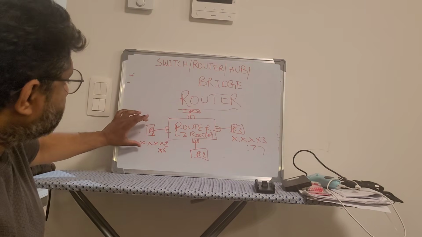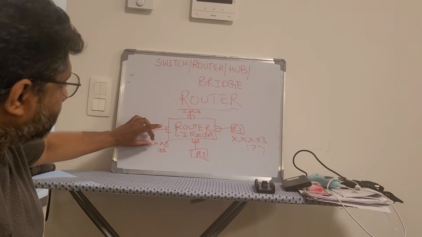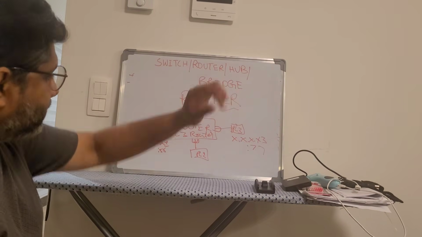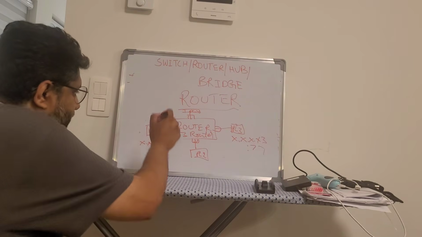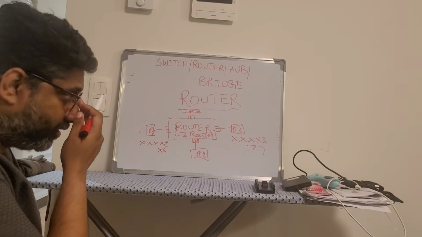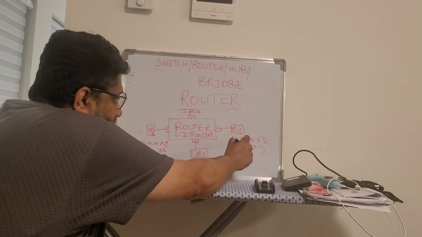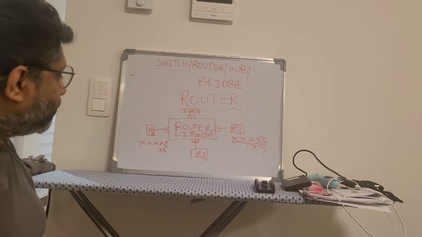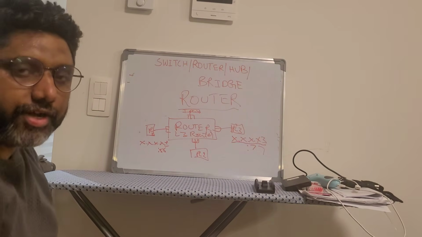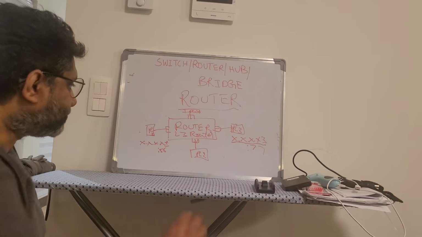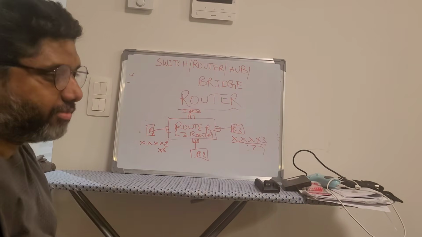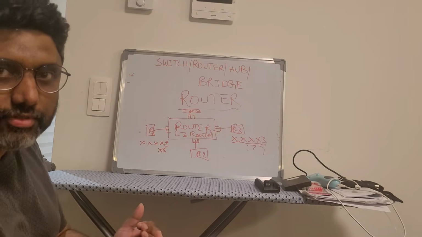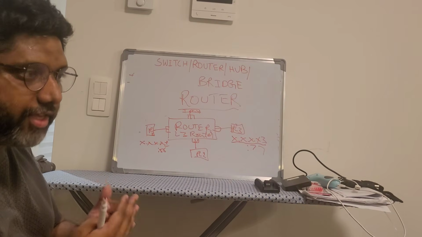Now if PC1 wants to communicate from X.X.X.X1 to X.X.X.X3, PC1 will first check its routing table to see how to reach X.X.X.X3. To understand the router very well, we need to understand the subnet concept really well. So what is a subnet? A subnet is a network of a few hosts sharing the same network ID.